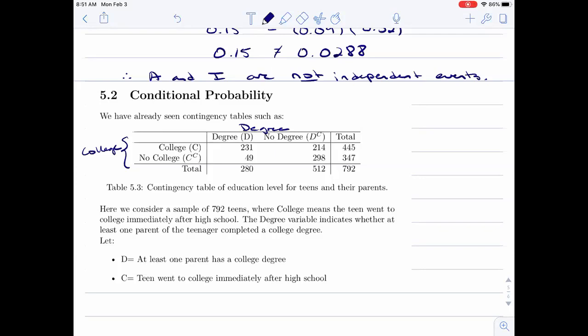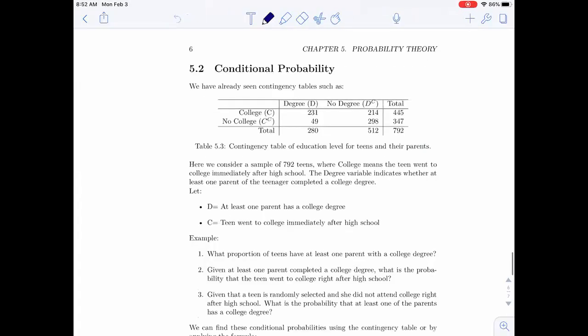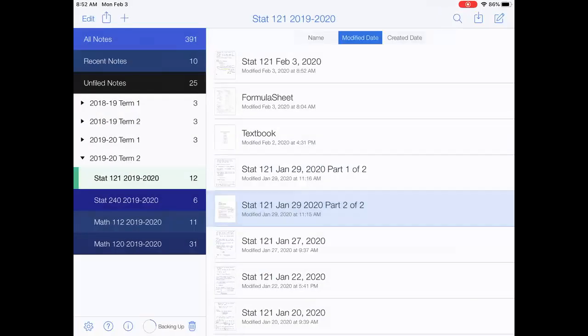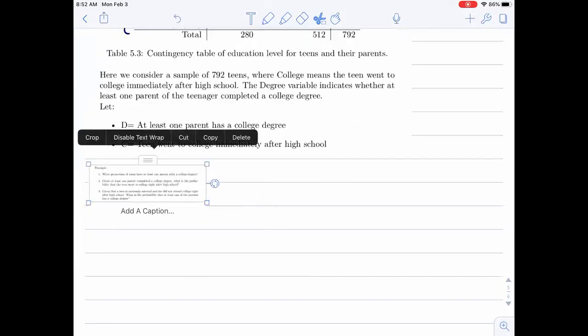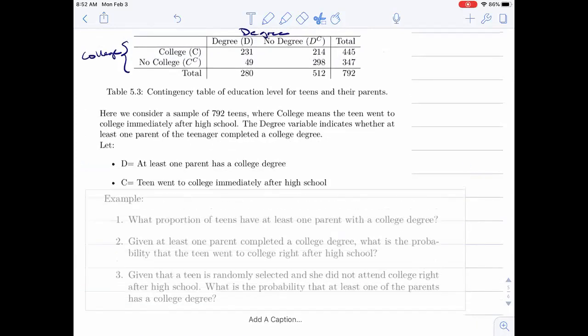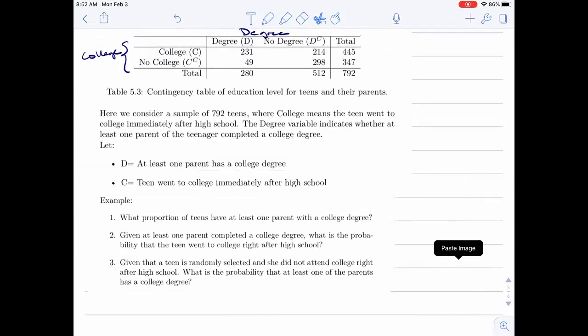And so again, we developed some notation, and usually it's easiest if we just have at least one parent has a degree or not, right? The complement. So we've got D and then the complement of D, and then we've got C, which is the kids going to college, or the complement of C, which is just the kids not going to college. Okay, and so we'll develop this through an example. So we can talk about all these probabilities. So what proportion of teens have at least one parent with a college degree?